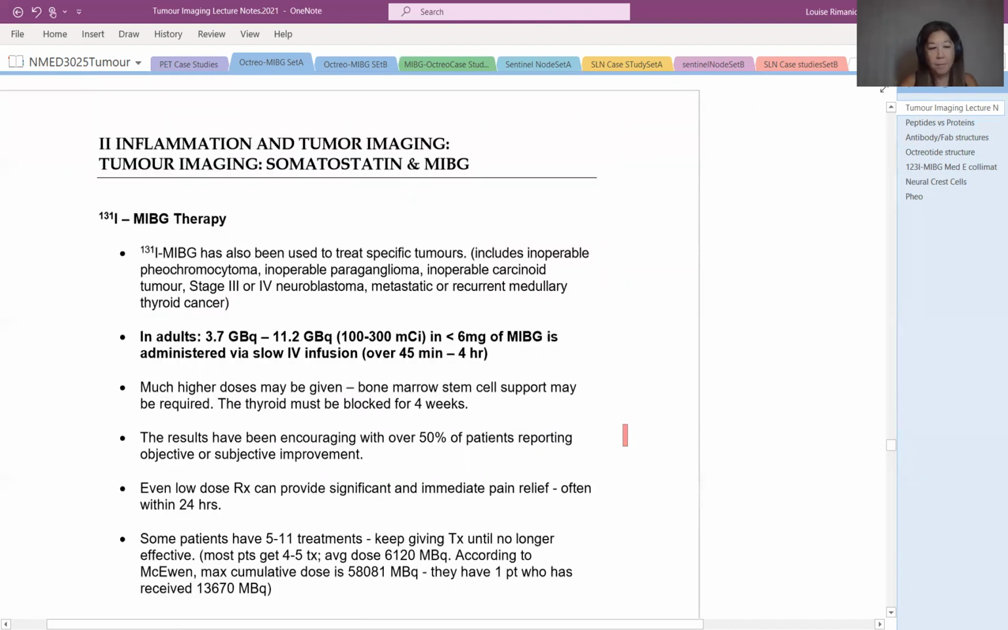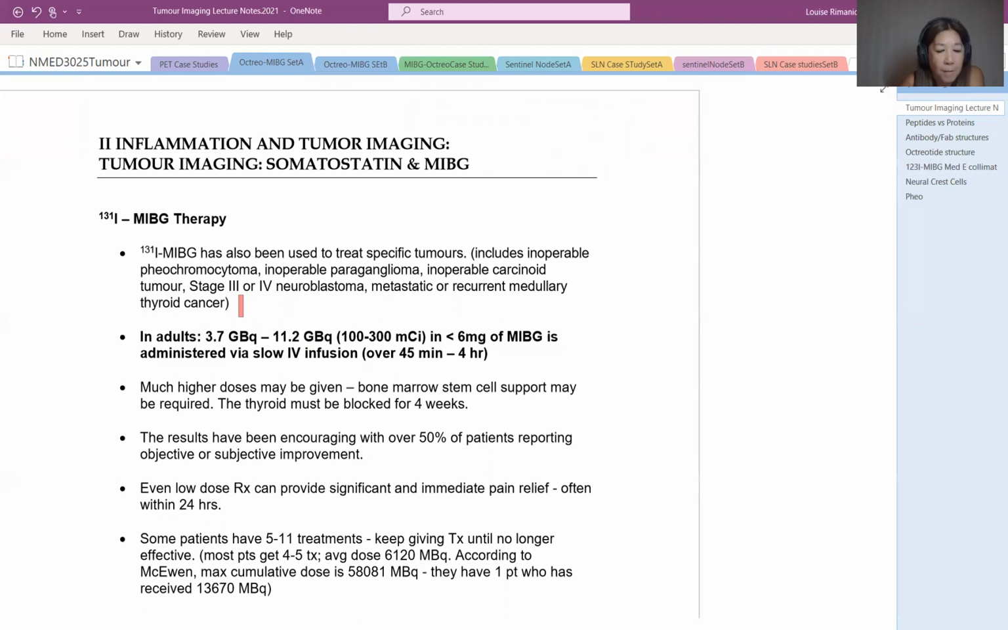So just want to talk a little bit about MIBG therapy. We started off using I-131 MIBG and I-123 MIBG for diagnostic purposes. And eventually somebody said, well, if we can use it for diagnostic purposes, why not try to use it for therapeutic purposes?